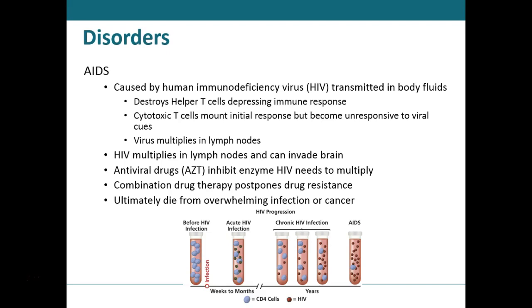HIV is present in the blood and body fluids, and it's spread from one person to another by actions that involve the exchange of blood or body fluids between people. So HIV is transmitted in semen or vaginal fluid during unprotected sex. It can also be transmitted during anal, vaginal, or oral sex.